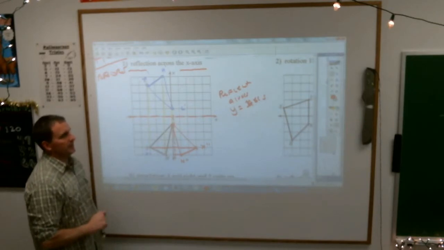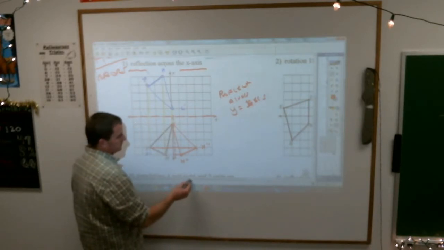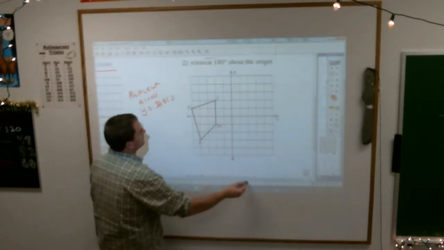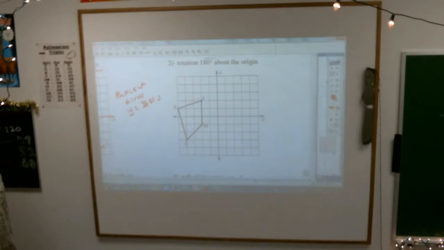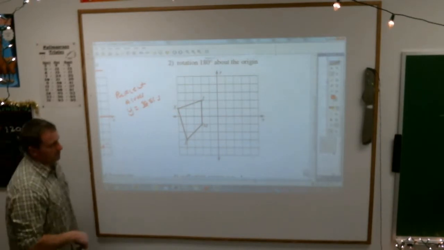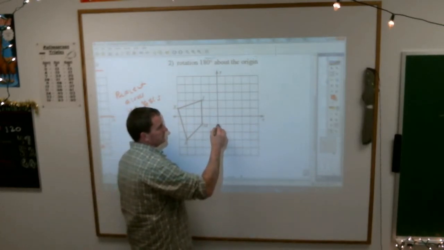Reflections, rotations are probably the hardest. So let's look at number 2. Rotation of 180 degrees about the origin. Okay. First of all, where, Sammy, is the origin? 0. Right at 0, 0.